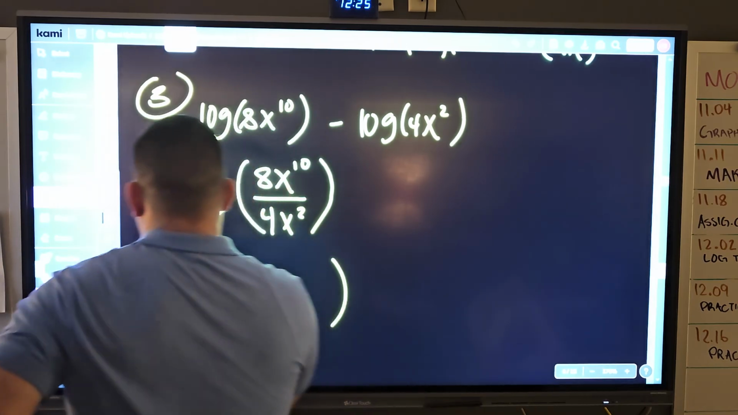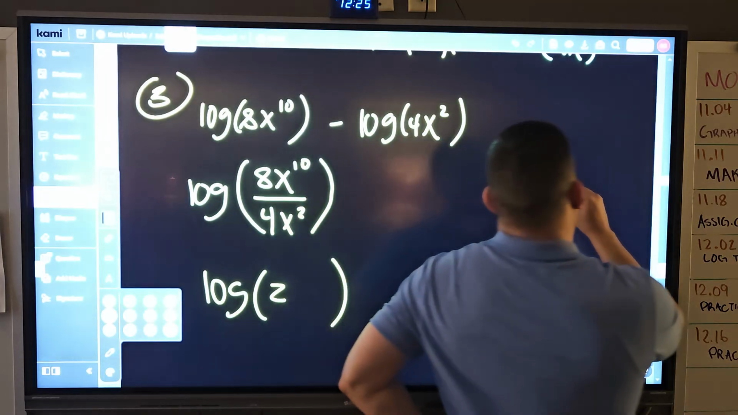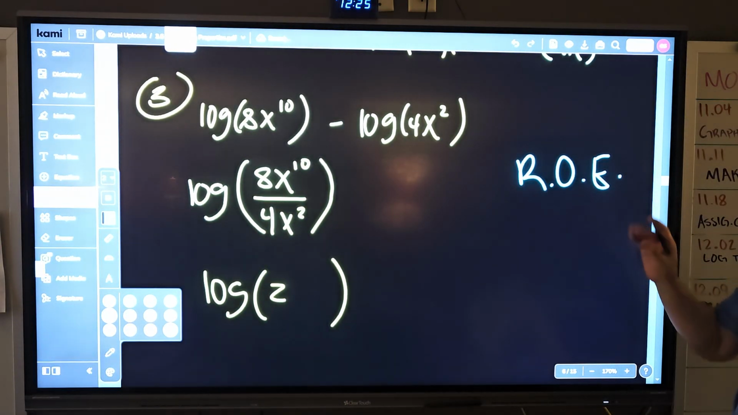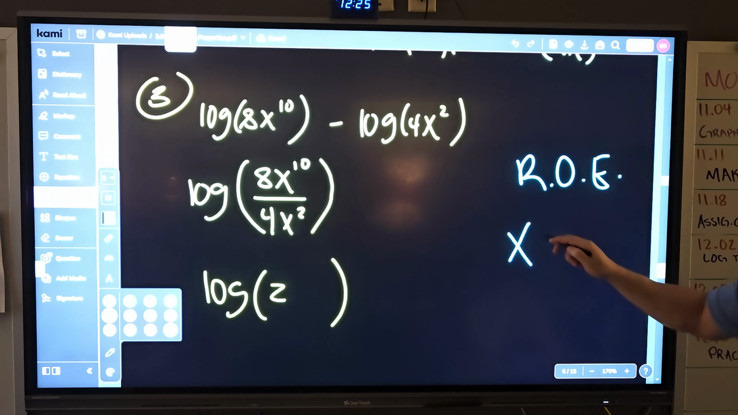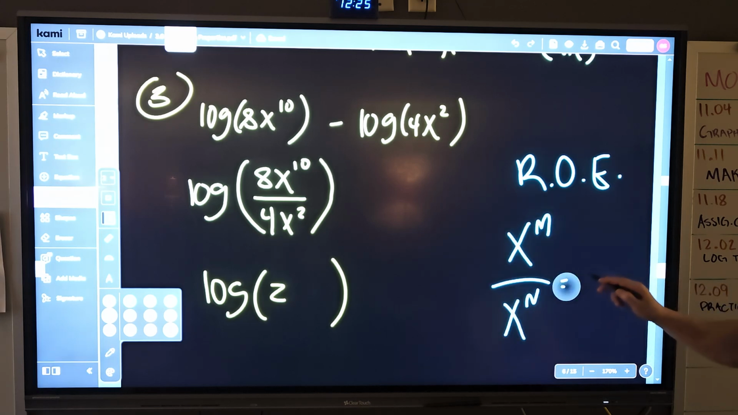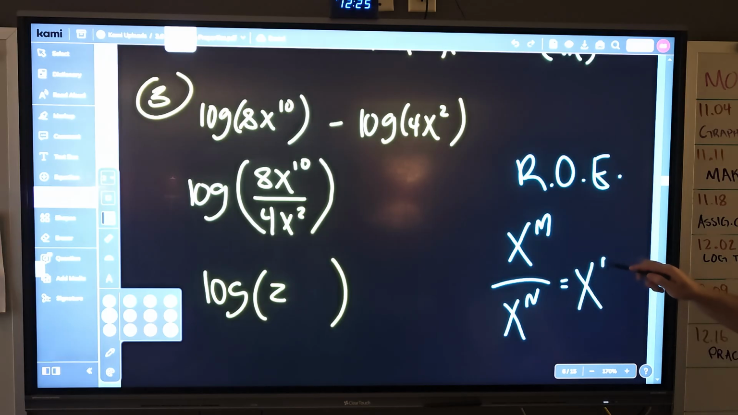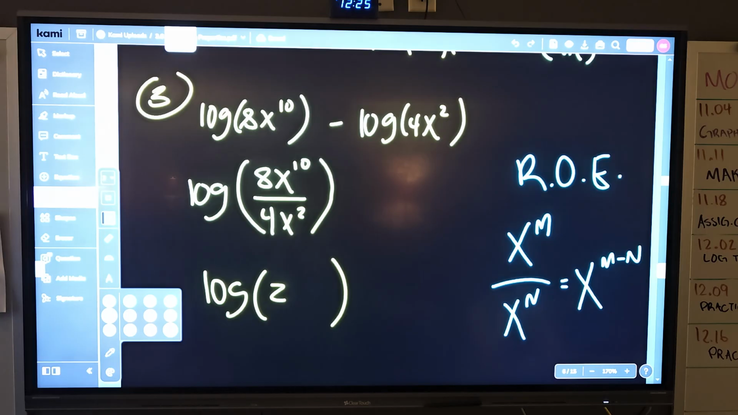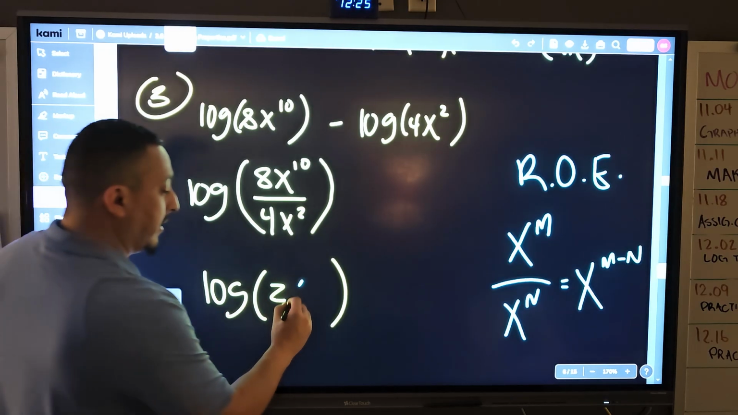Okay, let's go back to rules of exponents. Just a little refresher, okay? Rules of exponents. So if I have a certain power divided by a different power, what are you really doing with the powers? Subtraction. Okay, you're subtracting. So if you're dividing, it's really subtracting. So not 10 divided by 2, but subtracted. So 10 minus 2 is 8.